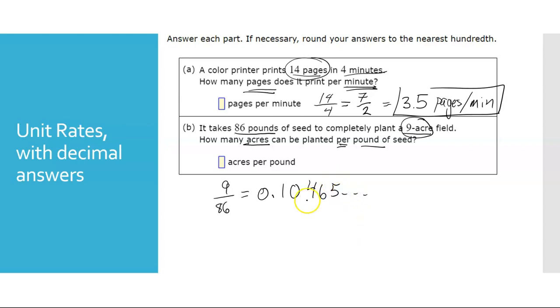But what we're interested in is rounding to the nearest hundredth. So there's the tenths, there's the hundredths. So that's what I want to round to. Look to the next place value. Since 4 is less than halfway to the next number, we're going to round down, and our final answer is 0.10 acres per pound.